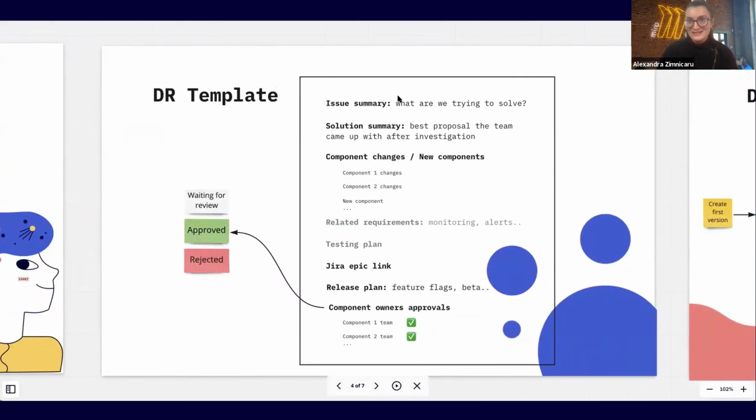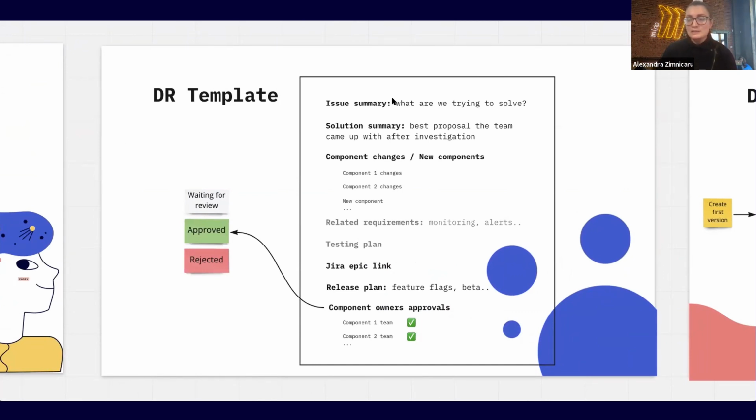So how does a DR look like? Most probably at Miro, and this is the quote unquote official template we use. So it includes an issue, because it's important both for DR creators and component owners or reviewers to understand the problem we're trying to solve. It also has a solution summary, of course.